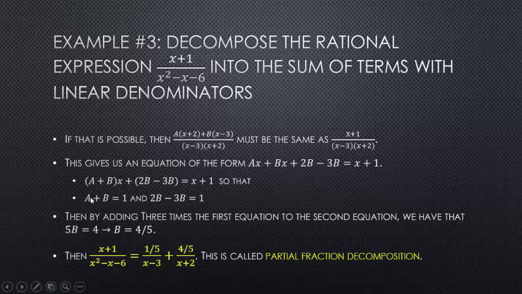By working backwards, since a plus b equals 1, a must be equal to 1/5. Therefore, this first rational expression breaks up into the sum of these final 2 fractions.